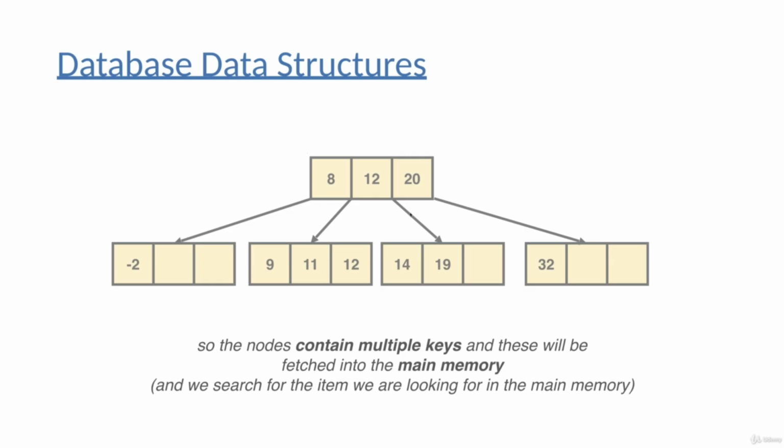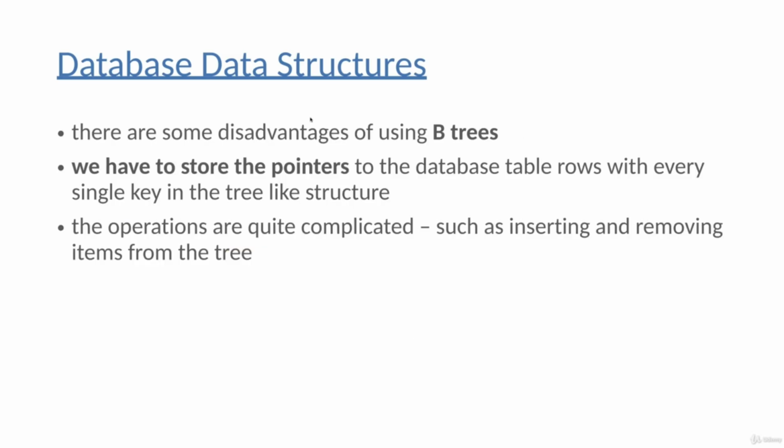So every time the operating system fetches a given node into the main memory, then of course there may be multiple values. So we have to consider these values one by one in the main memory. So we have to consider 8, then 12 and 20 until we find the item we are looking for. So far so good. We have managed to end up with a tree-like structure, and we have managed to solve the problem regarding the external memory.